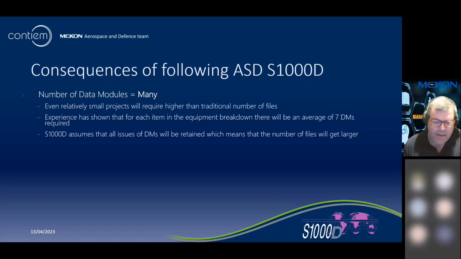We then also have what's known as the information code. And the information code tells us what we're writing about. So it might be that I'm writing a description, or I'm writing a clean procedure, or a test procedure, or an install procedure. So what we find is that we almost end up, if you like, with a multiplication factor. For every item in our SNS breakdown, we might have several information codes that we need to generate for that one item. And the final thing with S1000D is it also assumes that we never throw anything away.